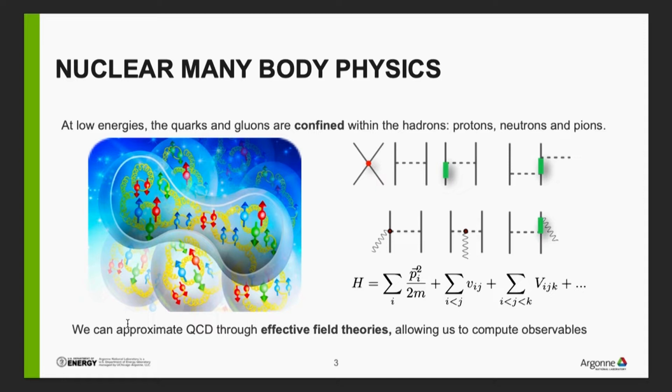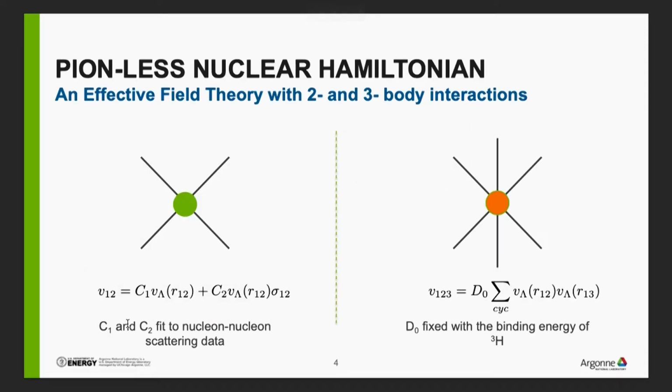We can approximate quantum chromodynamics with what's called effective field theories. And what that means is instead of worrying about all of these complex Feynman diagrams in quantum chromodynamics where you have quarks and gluons and all sorts of complex interactions, you reduce it down to just a couple fundamental approximate interactions. So here, this is called the pionless nuclear Hamiltonian approximation. It's an effective field theory, and we just have two things to worry about. We understand when two particles bounce off each other, how they might interact, and we understand when three particles bounce off each other at the same time.